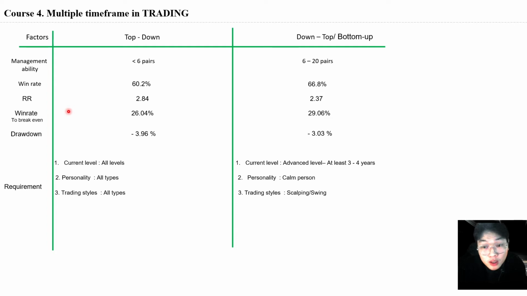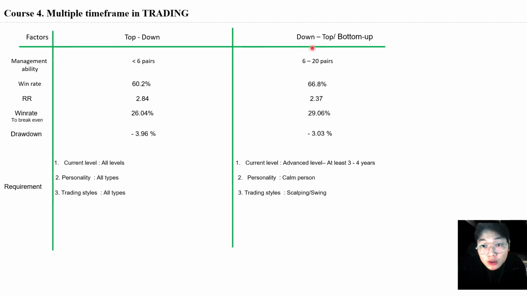And the next one is also quite important: drawdown. Drawdown means how many percent your balance falls to its lowest point in the whole month or the whole period you manage, and you judge your trading results by it. For top-down, this is minus 3.96%.